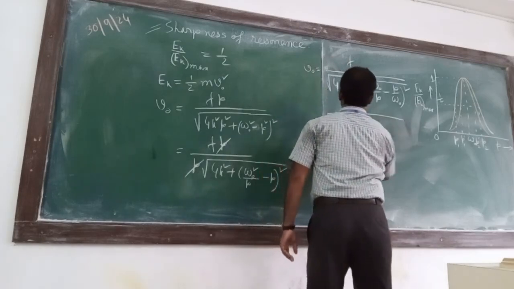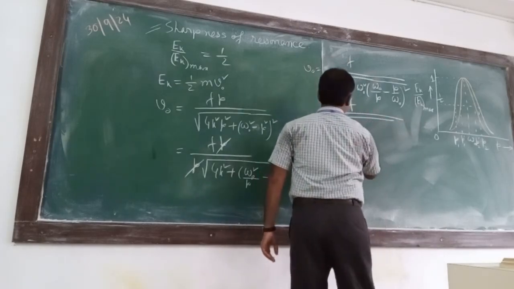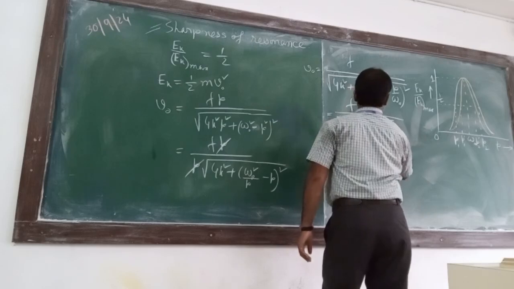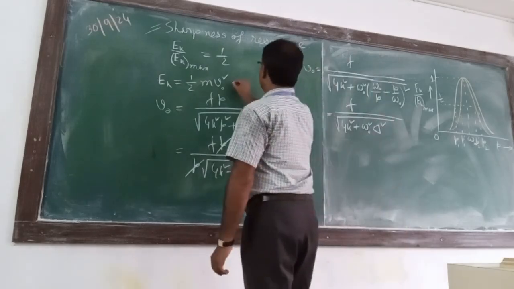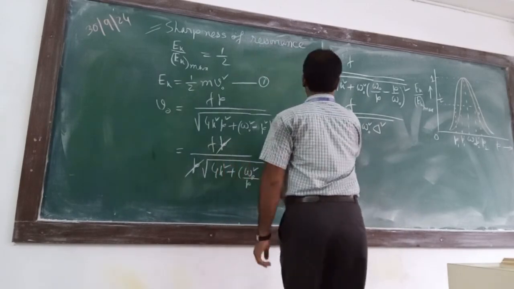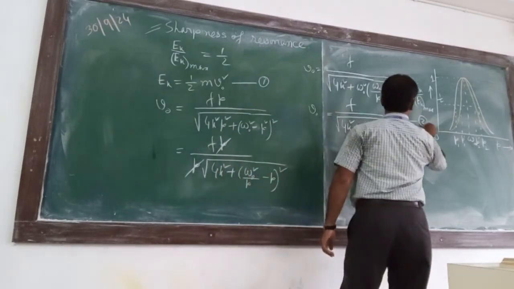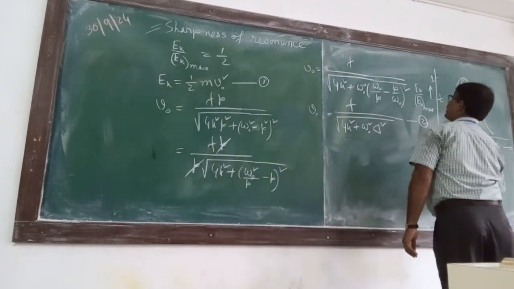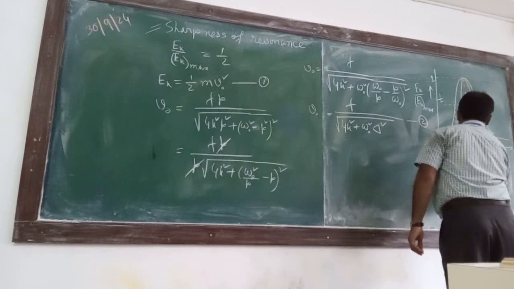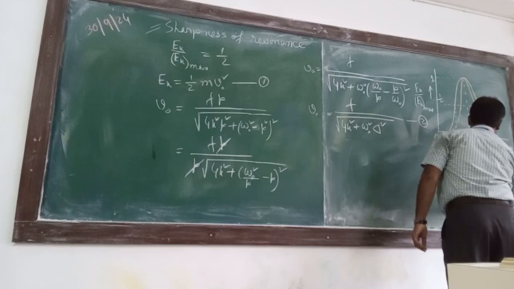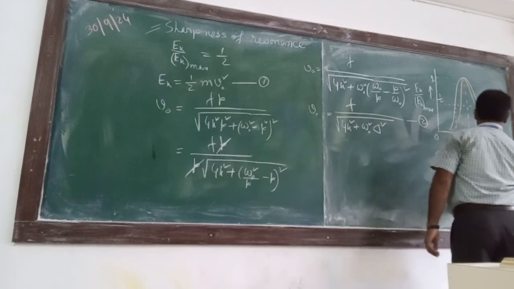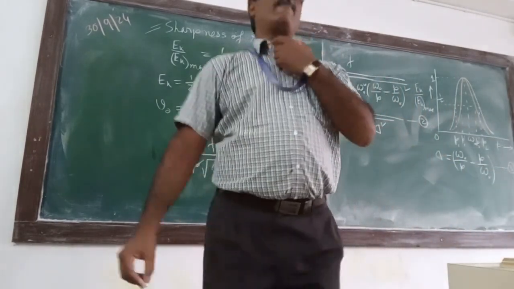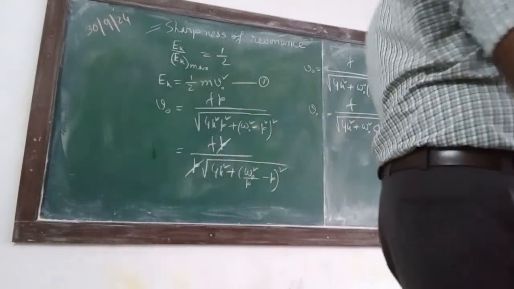F by root over 4k square plus omega naught square into del square. Equation 1, equation 2. Where del equals to omega naught by P minus P by omega naught. Equation number 3. Where del equals to omega naught by P minus P by omega naught. That is the difference.